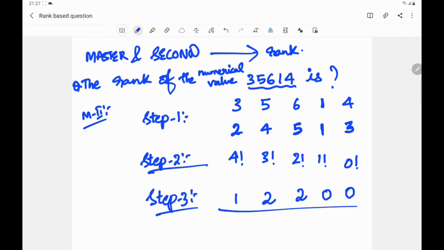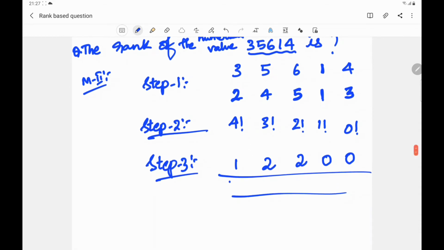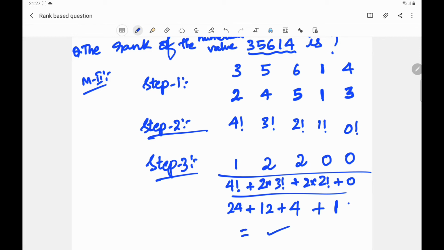Now you multiply these two. So we are getting 1 into 4 factorial plus 2 into 3 factorial plus 2 into 2 factorial plus 0. This is 24, plus 6 into 2 is 12, plus 2 into 2 is 4, and finally add 1 to it. So you will get the rank of the numerical value 35614.